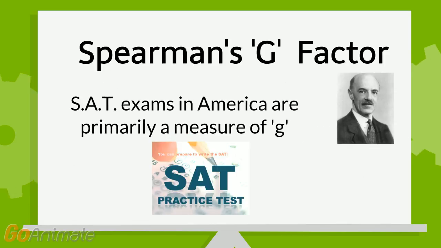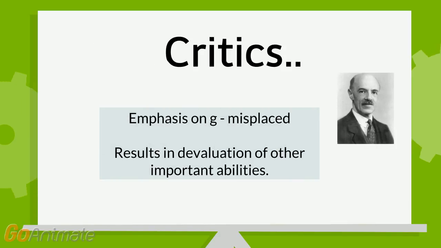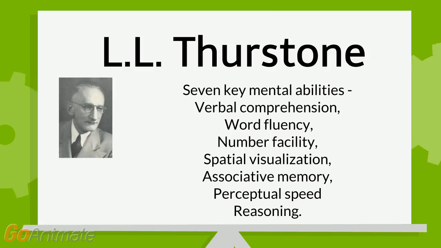The most widely accepted contemporary theories of intelligence incorporate the G factor in some way. For example, the SAT exams in America are primarily a measure of G. However, critics of G have contended that an emphasis on G is misplaced and entails a devaluation of other important abilities. L.L. Thurstone opposed the notion of a singular general intelligence that factored into the scores of all psychometric tests.